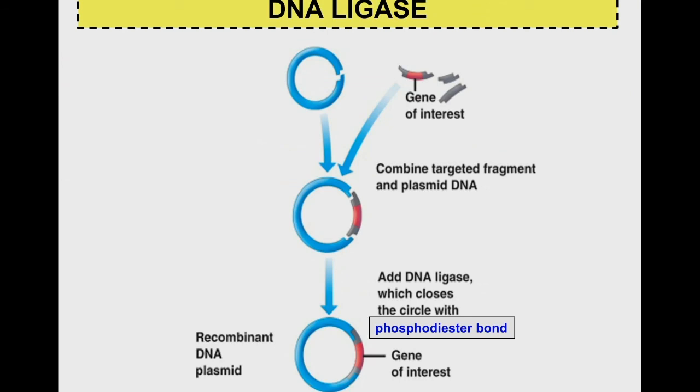How does the DNA ligase work? As we know before, the plasmid is cut open by restriction enzyme, and the gene of interest is also cut out by the same specific restriction enzyme. These both then will be combined together by DNA ligase. DNA ligase will ligate them together by using the phosphodiester bond, and this will form the recombinant DNA plasmid.